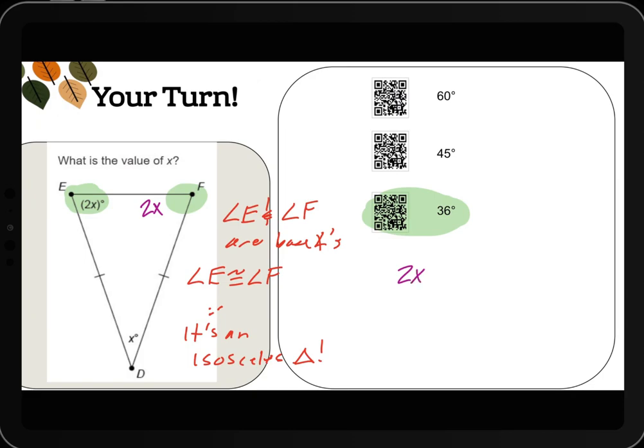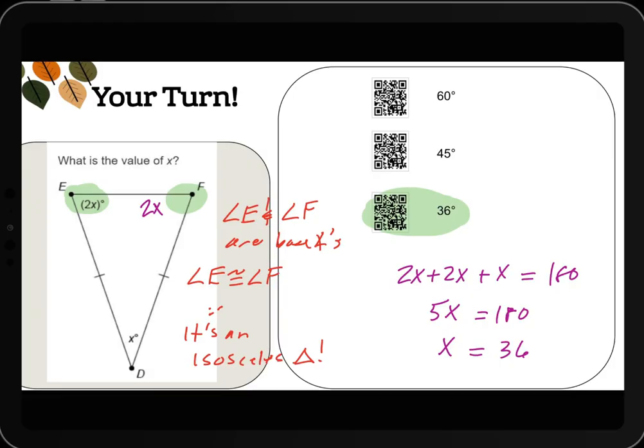You have 2x plus x equal to 180, so that equals 5x equal to 180. Divide by 5, and you end up with 36 degrees. That's actually the measure of angle D.